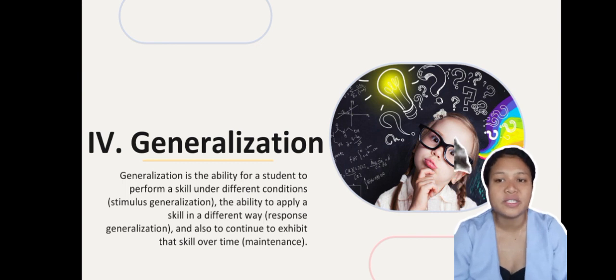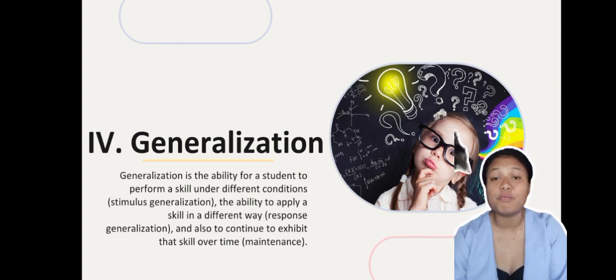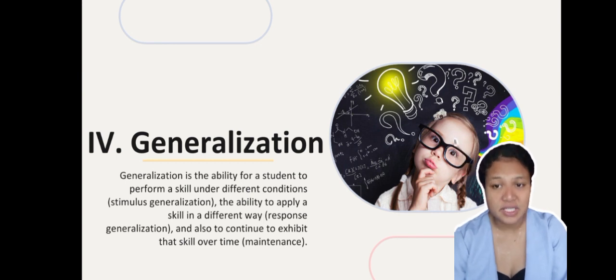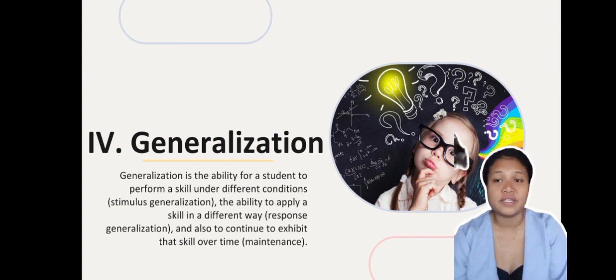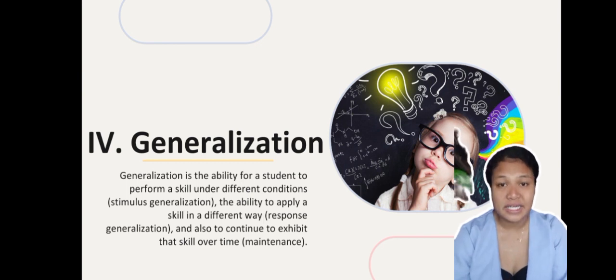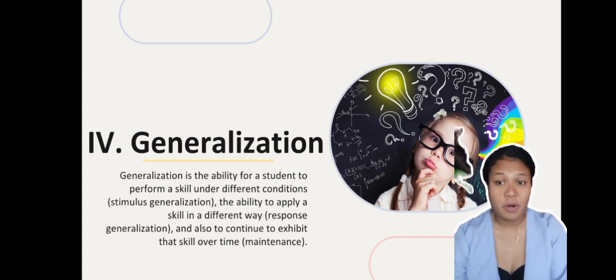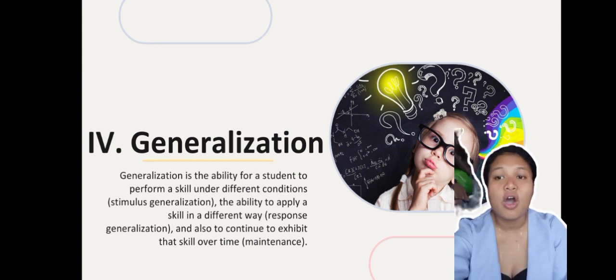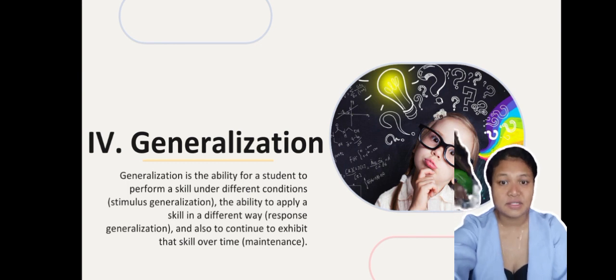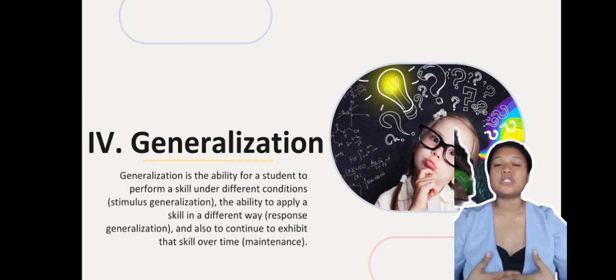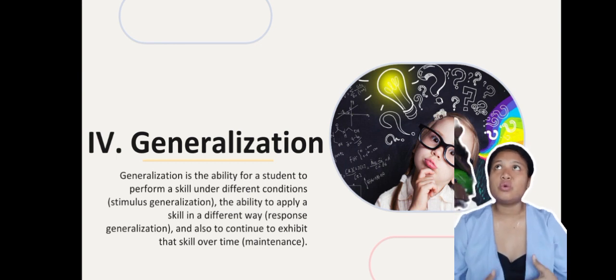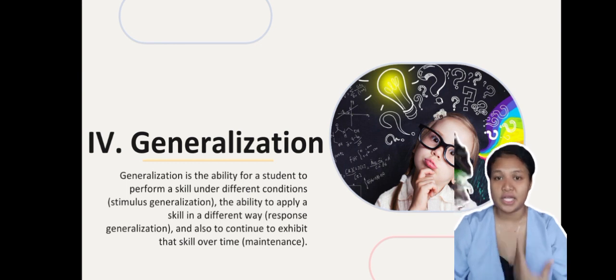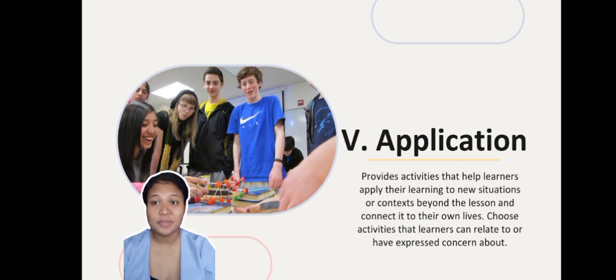Under the generalization is the ability for a student to perform a skill under different conditions, or stimulus generalization. The ability to apply a skill in a different way or response in generalization, and also to continue to exhibit the skill over time in the maintenance. Wherein in generalization, the students will have the opportunity to think about, to generalize all about what they learned into your topic. Now let's move on to application.